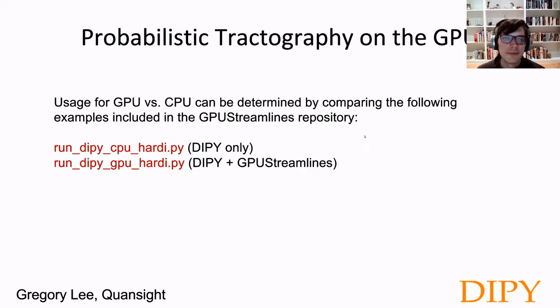So to get a sense of how to call that on the GPU, or how to modify an existing CPU script to work on the GPU, you can look at these two files that are included in the GPU Streamlines repository, which are doing the same analysis, but one purely in DIPY and one that still runs the initial model fitting in DIPY, but then does the tracking in the GPU Streamlines package. So that's a good example to get oriented with how to apply this in practice.